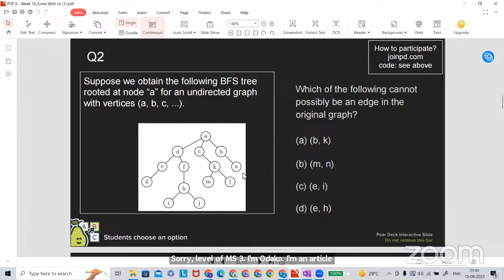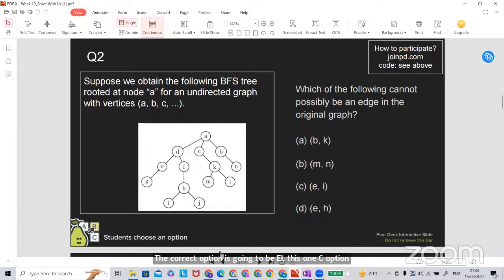This condition is true for every level difference greater than 2. There is no edge if the level difference is 2 or more than 2. If the level difference is 1, there can be an edge. So the correct option is going to be this one, option C.